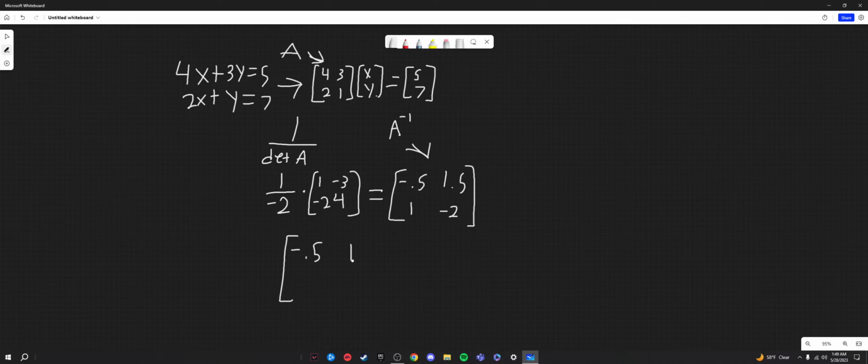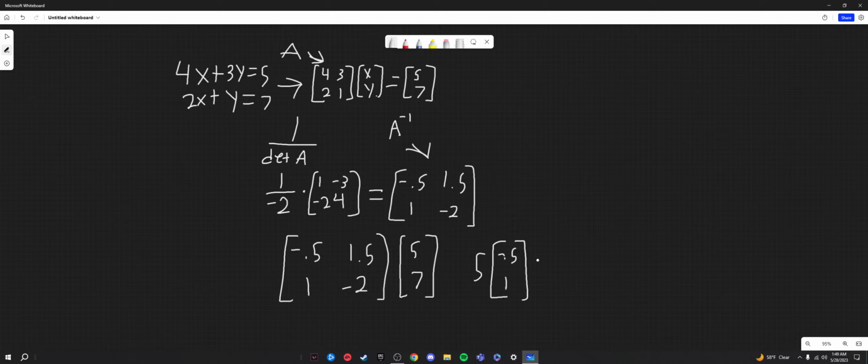-0.5, 1.5, 1, -2, and then we just multiply it by the vector 5, 7. Now this is pretty easy. I'm gonna do it the 3Blue1Brown way because he's been carrying my linear algebra education so far. So we're just gonna have 5 times -0.5, and then 1, and then whatever the result of this is, just scalar vector multiplication. That's pretty easy. I'm gonna add it to the other scaled vector, so 1.5, and then -2.